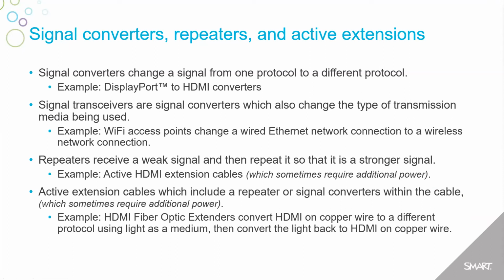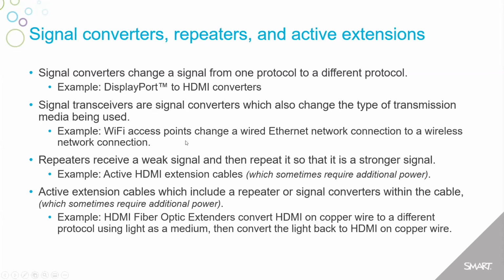So signal converters, repeaters, and active extensions can be quite useful. Signal converters change a signal from one type of protocol to a different one. An example of this is a DisplayPort to HDMI converter, which is quite common. Signal transceivers are signal converters which also change the media being used. These are also very common.